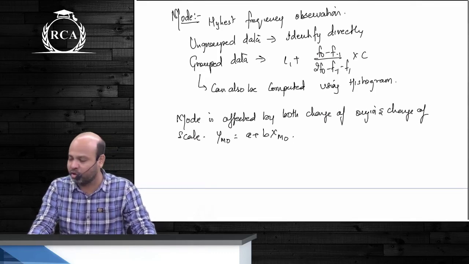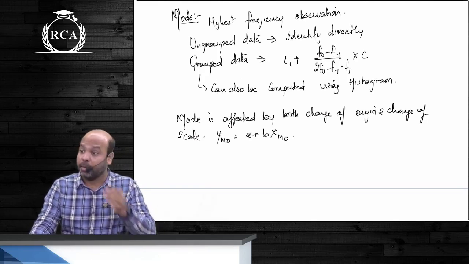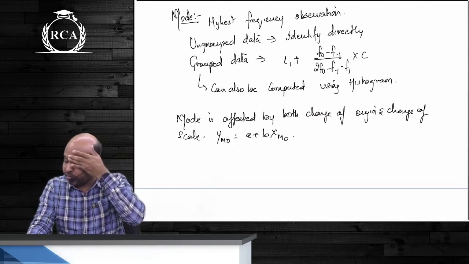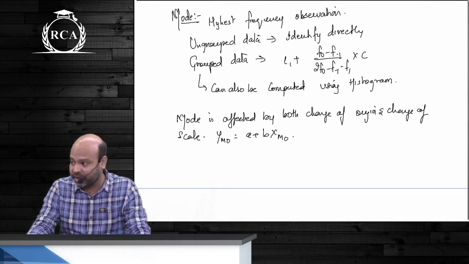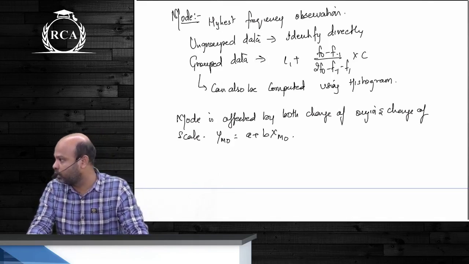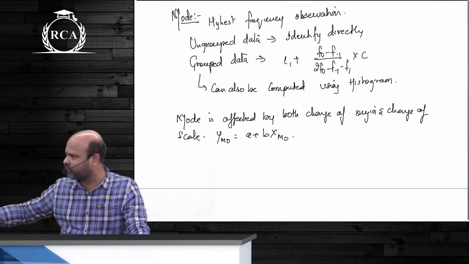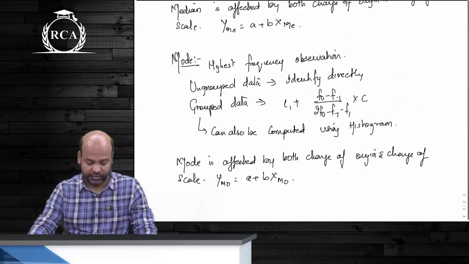One is, if all the observations are equal to a constant k, mode also will be equal to that constant k. Mode, guys, is one observation which is not rigidly defined. So if all the observations occur an equal number of times, there is no mode. At the same time, there can also be more than one mode. Are we clear? If there's only one observation occurring multiple times, that itself is a mode. Mode is affected by both change of origin and change of scale.